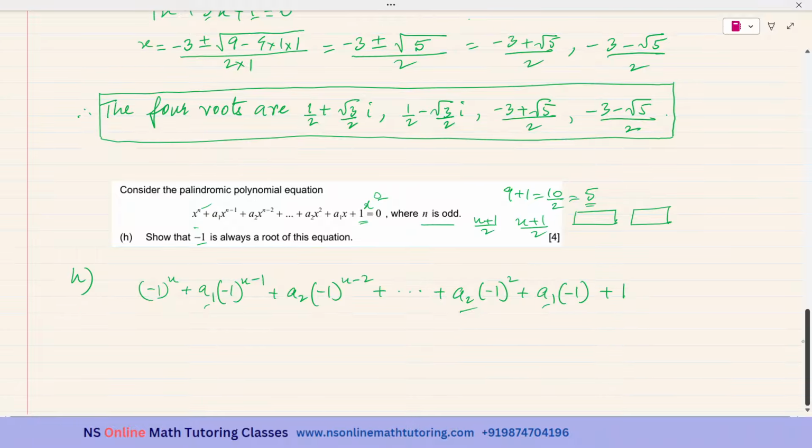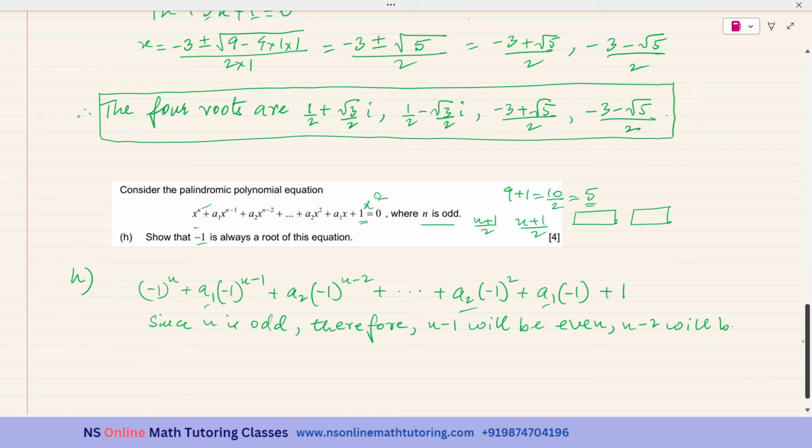Okay. So since n is odd, therefore n minus 1 will be even, n minus 2 will be odd, and these parts, they don't have to do anything. Therefore, maybe this is the expression A.